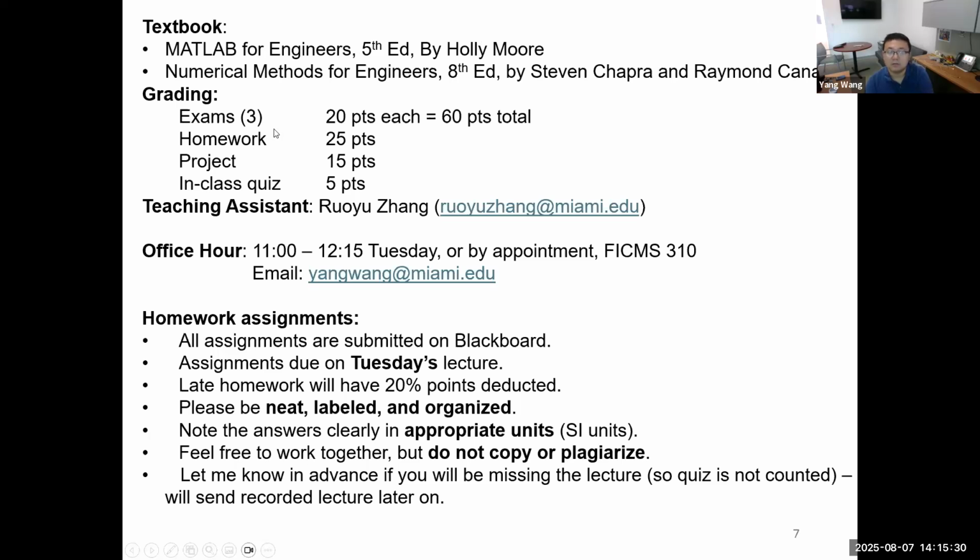Each exam represents 20 points in total, so that will give you 60 points in total. And then in terms of homework, we almost have homework for every week, and the total is 25 points. As I mentioned, there's a team project, which is 15 points. And then there is also an in-class quiz, which is 5 points.